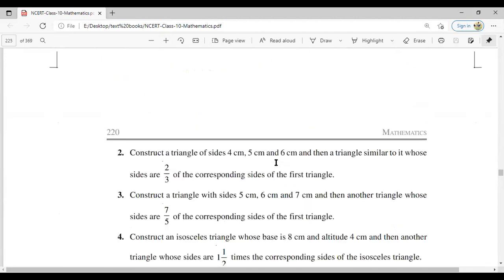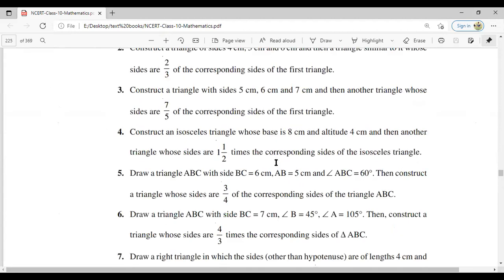The first question was different. Second we have done. Third we have done. This is one whole number 1/2, so you can convert it into 3/2: 2 times 1 plus 1 is 3, so 3/2. So this will be like the third construction. Only it is given that it is an isosceles triangle whose base is 8 centimeter and the altitude is 4 centimeter. So its construction will be different.